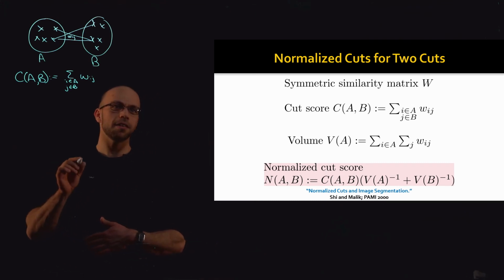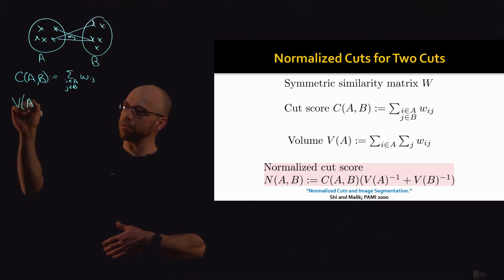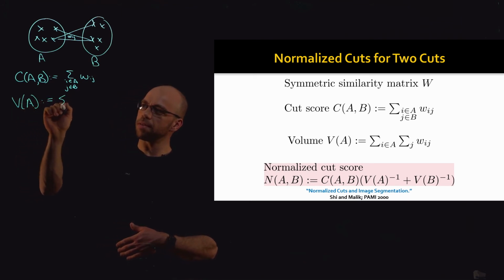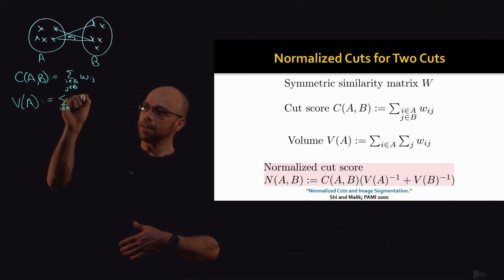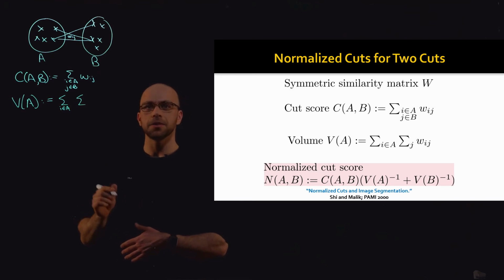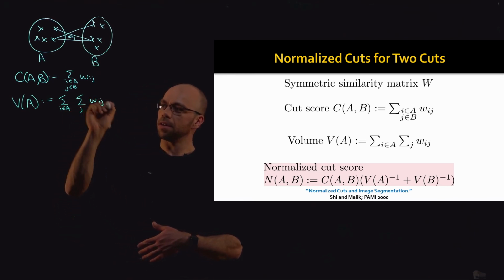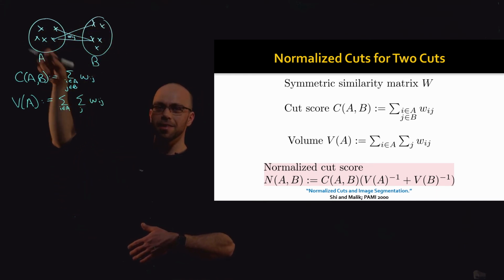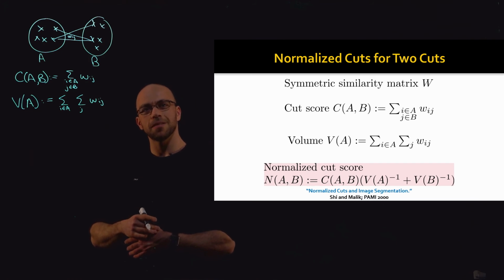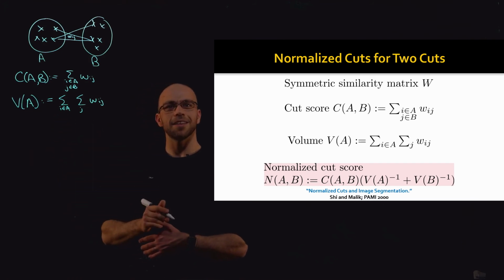And one way to do that is to normalize by volume. So we can think of the volume of a set, for example of A, as the sum where I'm going to choose I to be in my set A, and then in this particular model, I'm going to choose J to be any point, of Wij. So this includes the similarities outside, it includes the similarities inside, but the basic point here is that the volume is somehow the amount of W-ness that's hiding inside of A.